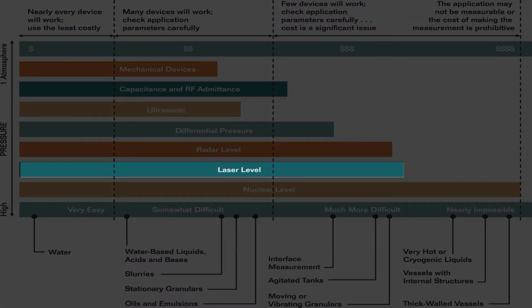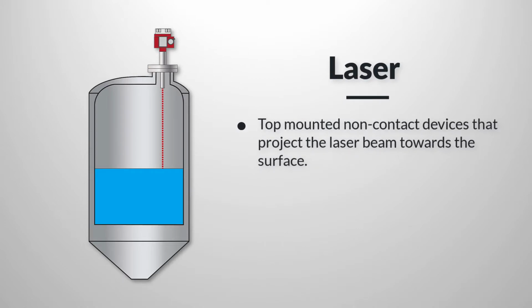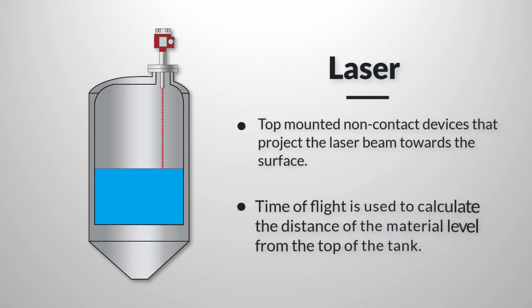Laser level is a relatively uncommon technology that shows increasing promise for certain difficult applications. Laser level gauges are top-mounted, non-contact devices that project a laser beam toward the surface. Time of flight is used to calculate the distance of the material level from the top of the tank.